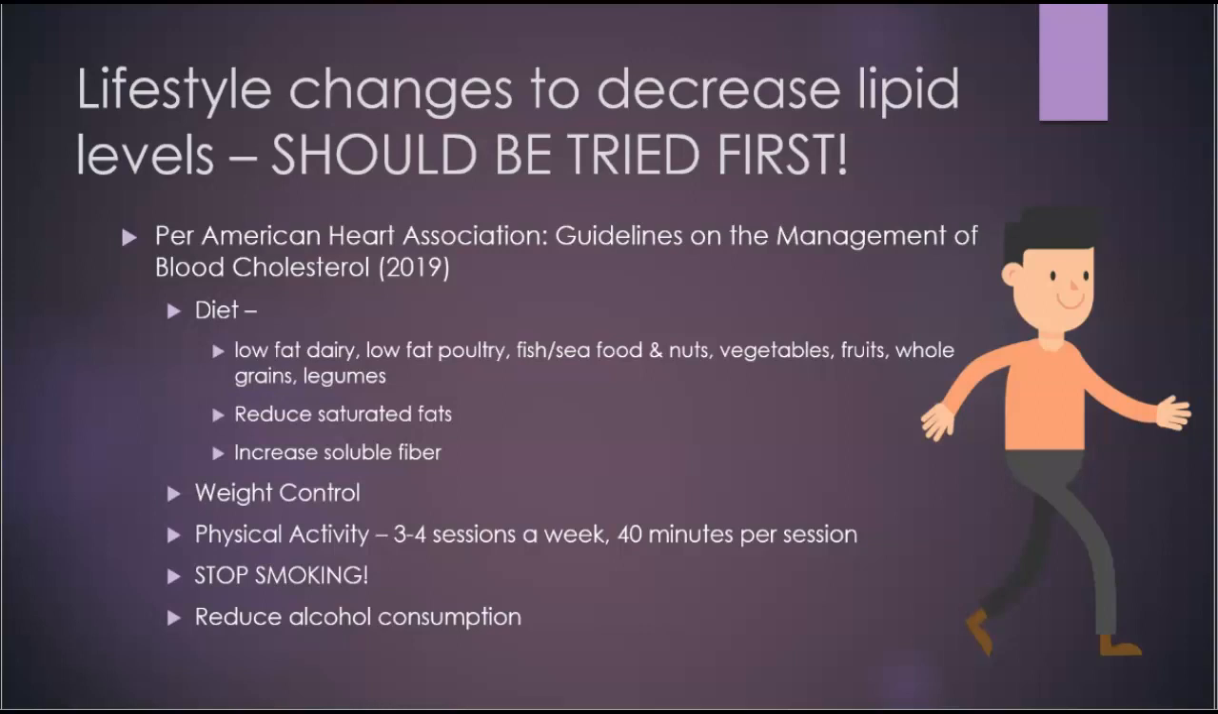Per the American Heart Association guidelines on the management of blood cholesterol, your diet should be what we know a healthy diet to be. Low-fat dairy, low-fat poultry, fish, seafood and nuts, vegetables, fruits, whole grains, and legumes. Essentially a Mediterranean-type diet. Reduce saturated fats and increase soluble fiber. So increased soluble fiber usually comes from breads, it can come from beans, it can come from fruits and veggies.